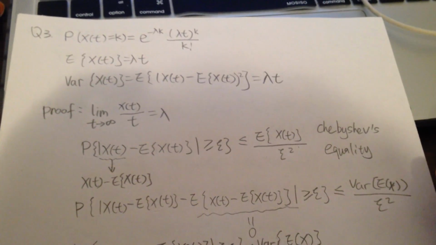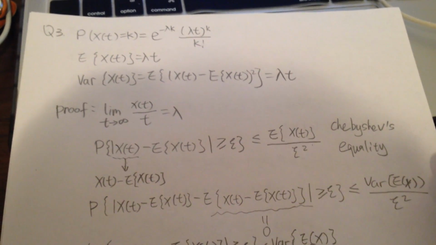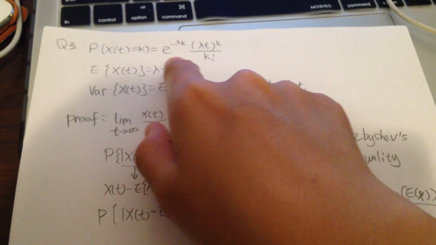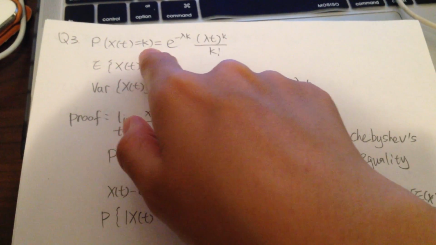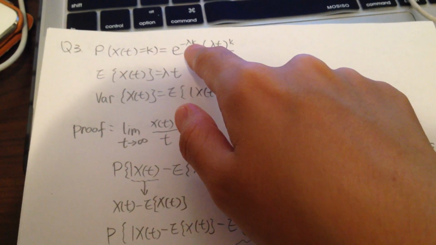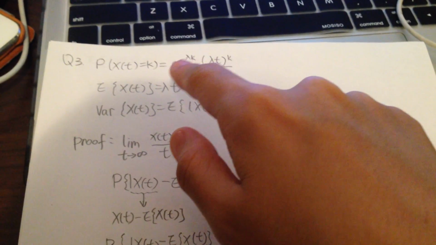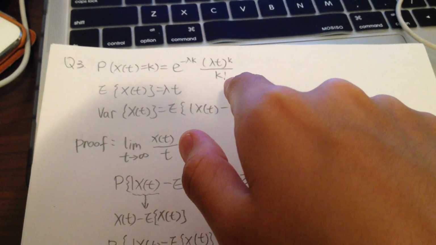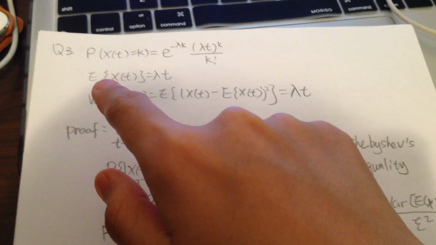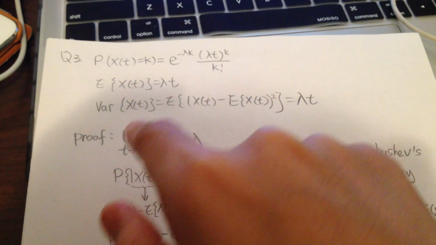In this video, I will solve question 3 in homework 9. In this question, we already know that X(t) is a Poisson process with the function: the probability of X(t) equals k equals e to the power of minus lambda t times lambda t to the power of k divided by k factorial. And we also know that the expectation of X(t) equals lambda times t.